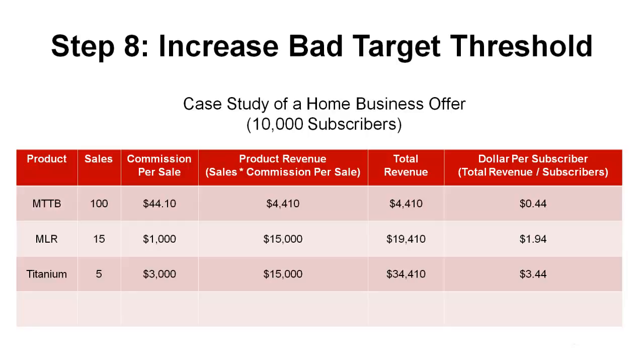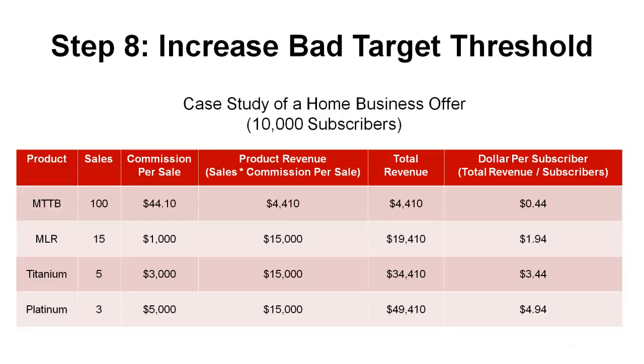Now, out of the 15 customers who invest in MLR, 5 would invest in the third product. It's called Titanium, and with a commission of $3,000 per sale, I will have made $15,000 on Titanium alone and $34,000 in total. And each subscriber at this level would be worth on average $3.44. And yeah, the last upsell is called the Platinum. Out of the 5 customers who invested in Titanium, 3 will invest in Platinum. So with a commission of $5,000 per sale, I would have made $15,000 on Platinum alone and $49,000 in total.